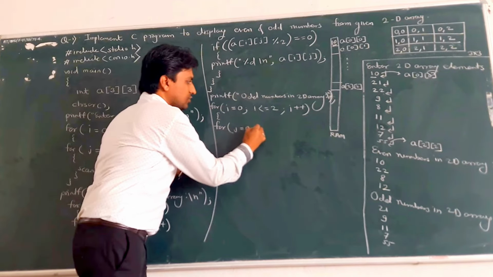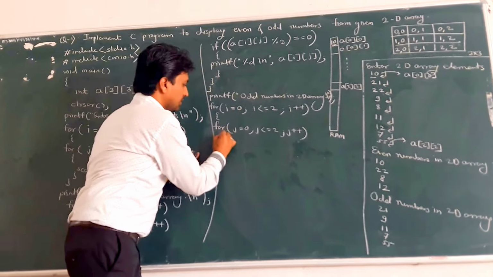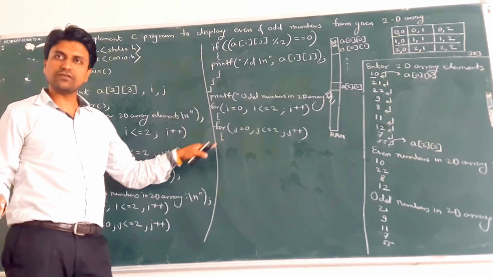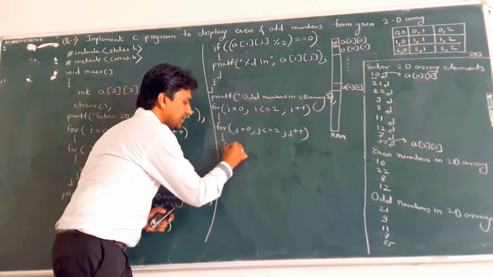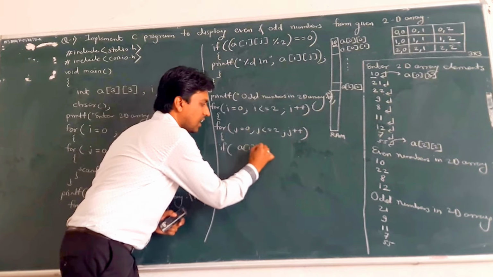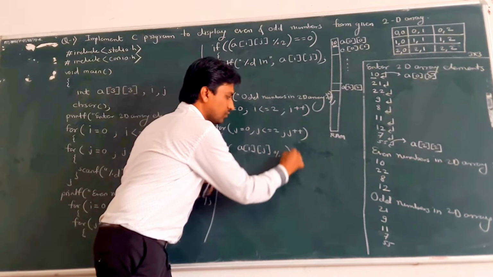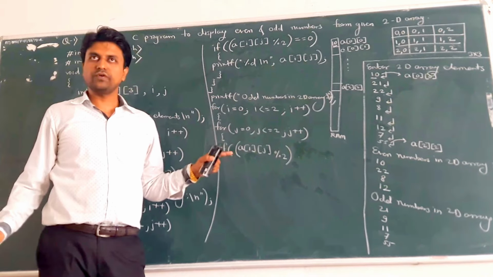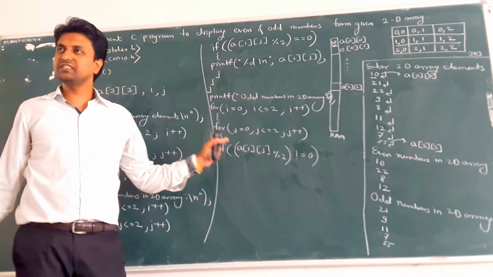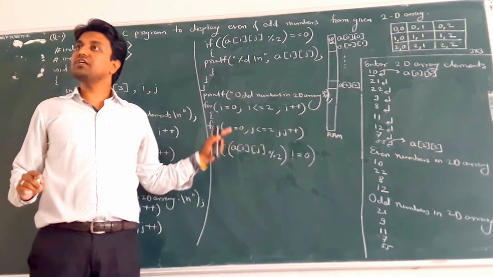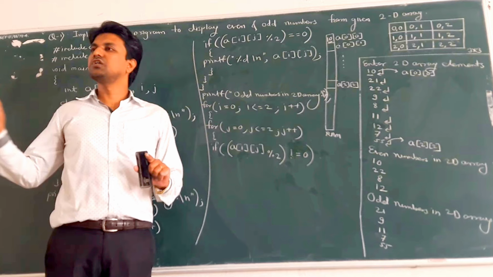For j is equal to 0, j less than or equal to 2, j plus plus. Next, inside the inner for loop, check whether that number is odd. So how can we check? If a of i j mod of 2, calculate mod of 2, and if that mod is not equal to 0, meaning the remainder is 1, 2, 3, anything, then that number is odd.